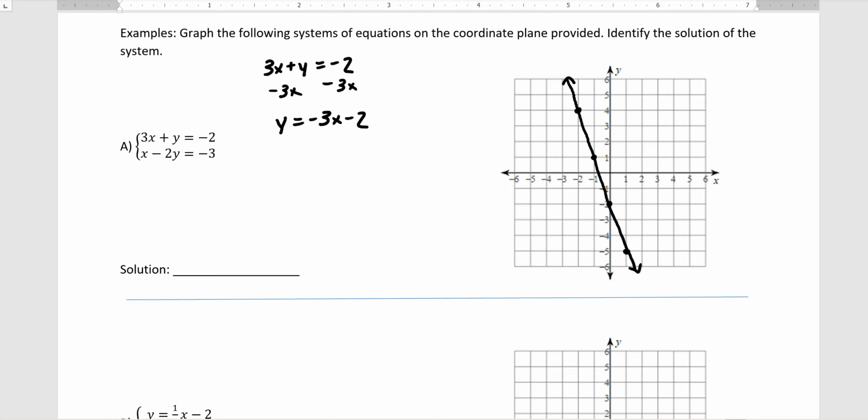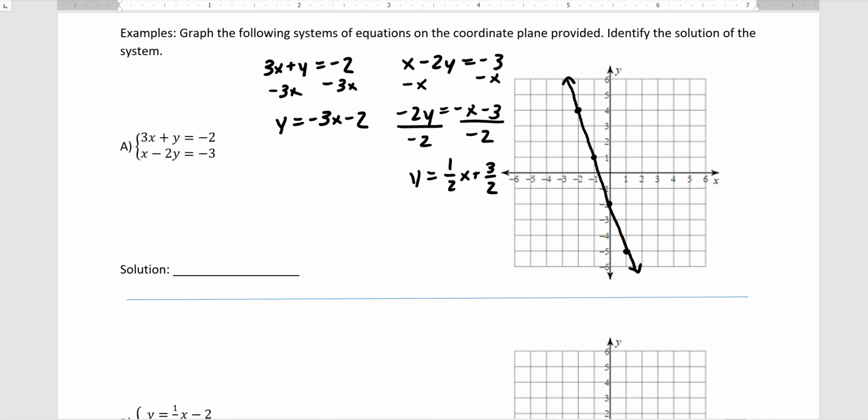Beautiful. All right, now the other one, x minus 2y equals -3. To get y all by itself here, I'm going to subtract x. So I'll have -2y equals -x minus 3. And divide by -2, divide by -2. So I'll have y equals 1/2 x plus 3/2.